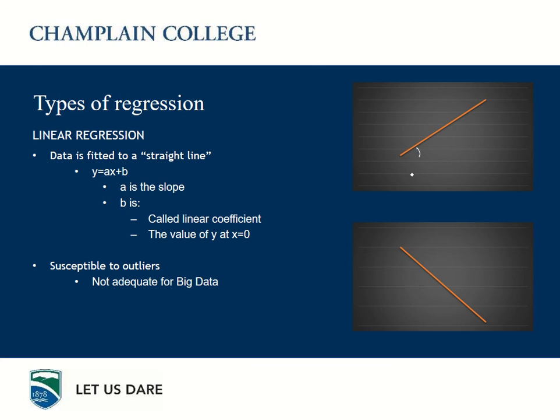And the problem with straight lines, even when it is possible, is that this type of regression is very susceptible to outliers, which means that it's not adequate for big data, because in situations of big data we often have many outliers. I'll just show an example of how that gets affected.